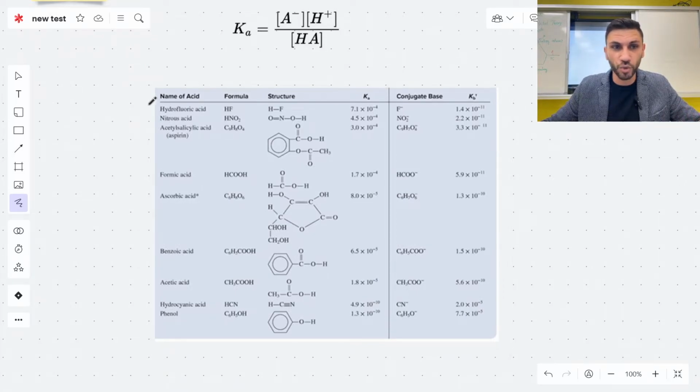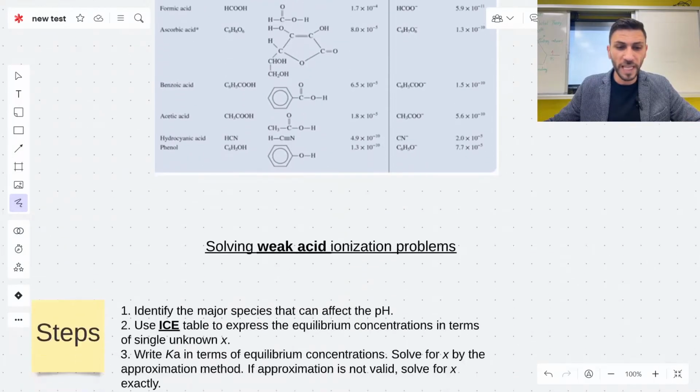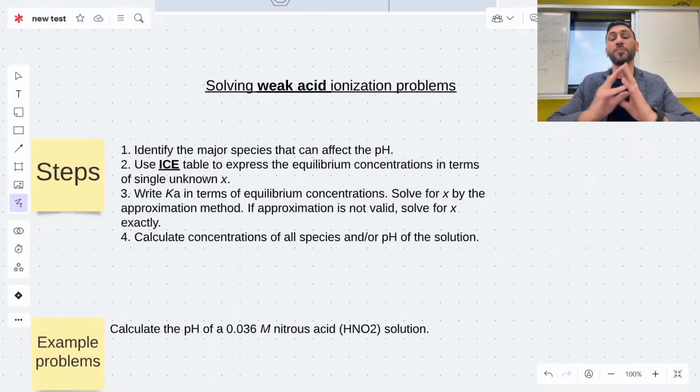Or it will be given, for example, Ka equals a number, if they're not asking you to solve it. So for example, we have here HF. The Ka equals 7.1 times 10 to the power of negative 5. For the formic acid, we have 1.7 times 10 to the power of negative 5, etc. Now, how to solve the problems for weak acids and weak bases?